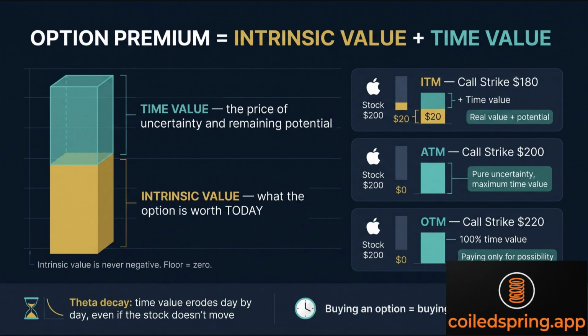The time value tells you what it might be worth tomorrow, next month, or next year. This is why LEAPS, with 18 or 24 months of time remaining, carry so much time value. And it's why, as that time erodes day by day, the option loses value even when the stock doesn't move. You're watching the clock tick down on the potential you paid for.